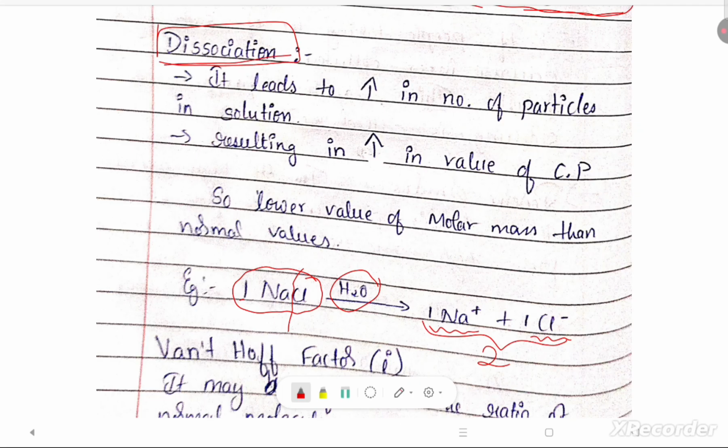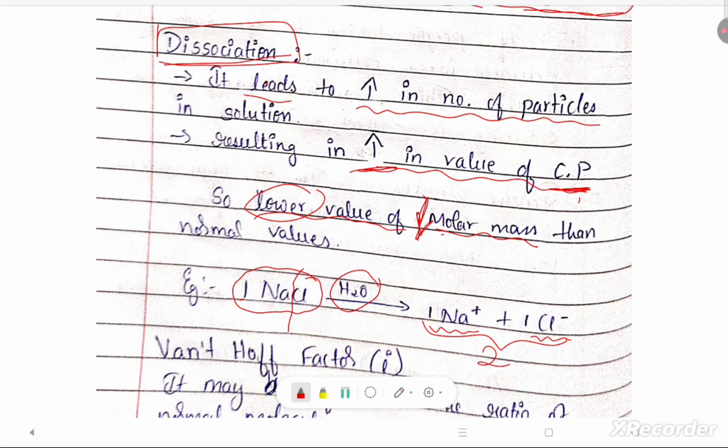This dissociation leads to an increase in the number of particles. Due to the increase in the number of particles, the value of colligative property also will increase. Because colligative property will increase, the value of molar mass will decrease. Understood? Number of particles increases, colligative property also increases, molar mass decreases in case of dissociation. You have to remember this one.